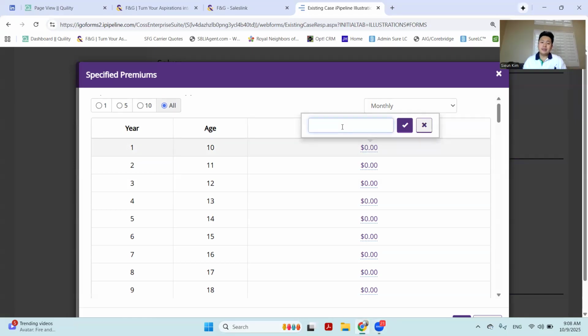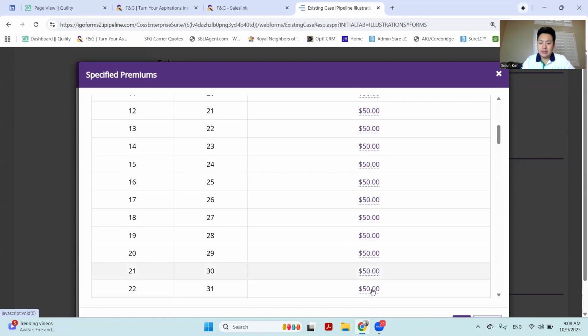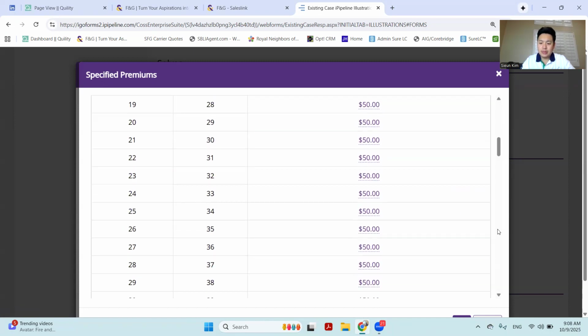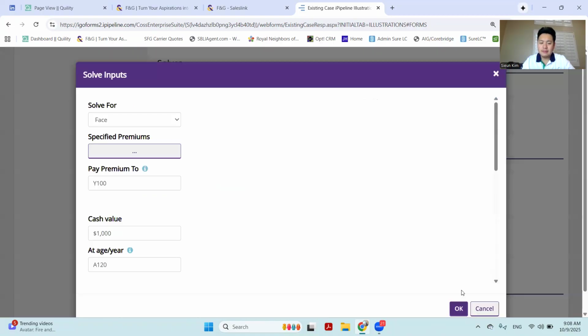And so $50 is kind of the minimum that I recommend. And most of the time I say about $100. Okay. But I'm going to use $50 to make it easy. So we're going to put 50 and I'm going to click on this check mark. When you do $50, it changes everything to $50 monthly, right? And then we're going to scroll down and there is a button called OK. Click on that.